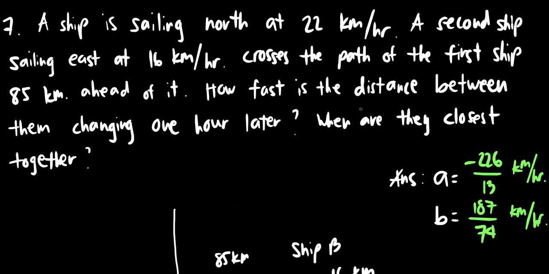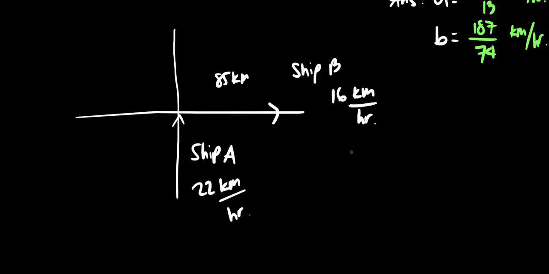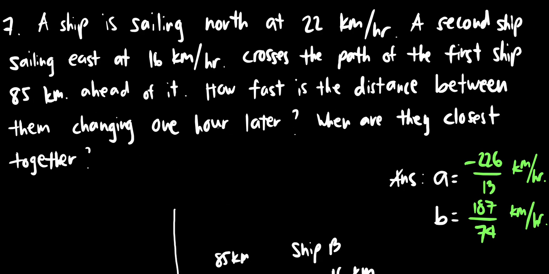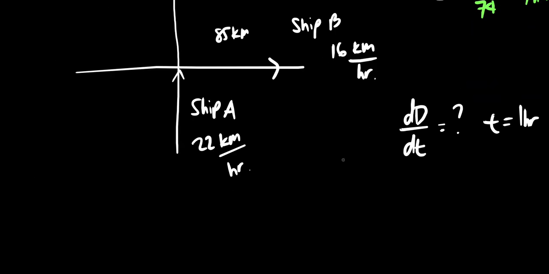So what is the problem? What is asked? How fast is the distance between them changing 1 hour later? So we will find the derivative of distance with respect to time at t equals 1 hour. And then, when are they closest together? When they are closest, the derivative of the distance over time equals 0.